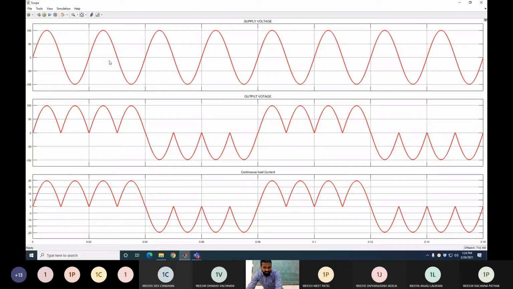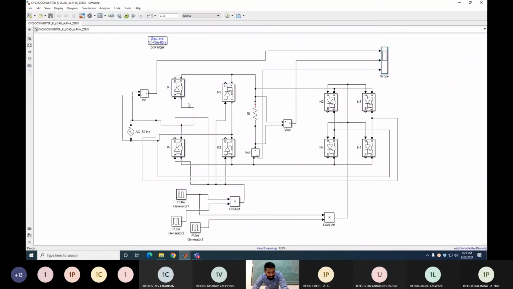Now we can see this here. First 4 cycles of supply. First cycle this one, second, third and fourth. So in these 4 cycles of supply, you get 1 cycle. You will see, in the first 2 cycles you get the positive voltage, and in the next 2 cycles, third and fourth, you get the negative output voltage. So this positive voltage you get because of conduction of P1 and P2. This one, P1 and P2, it will give the positive voltage.